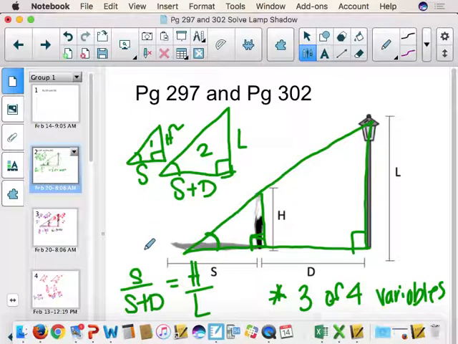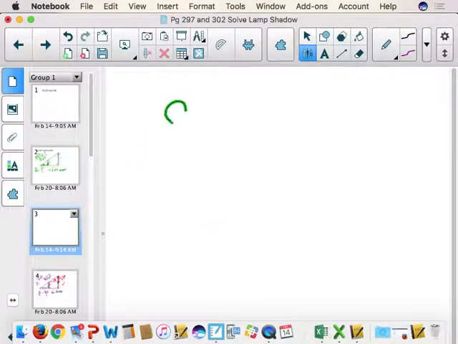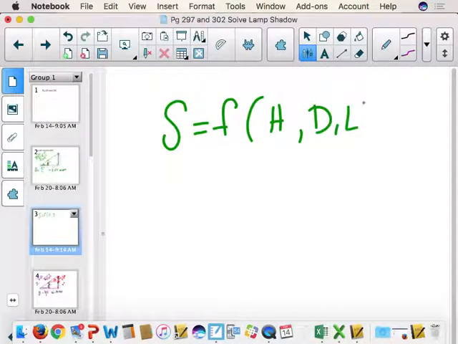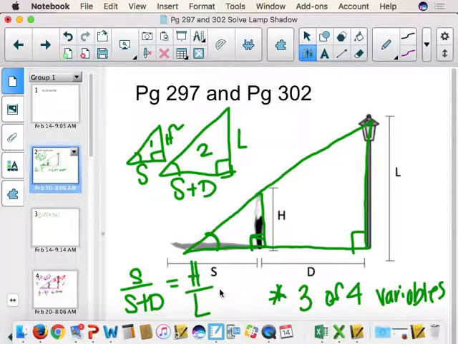However, the unit problem says, what's the length of a shadow? We want something that says S equals the length. We want it to be a function of the 3 variables that affect it. We want it to be a function of H, D, and L. So right now we don't have S equals.